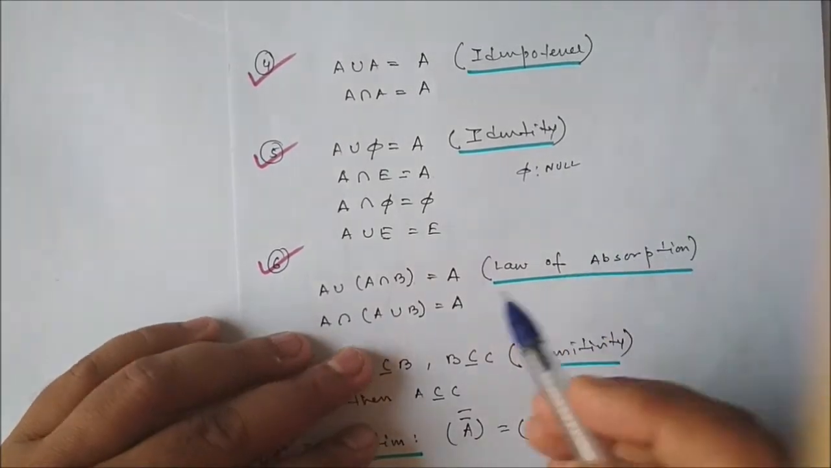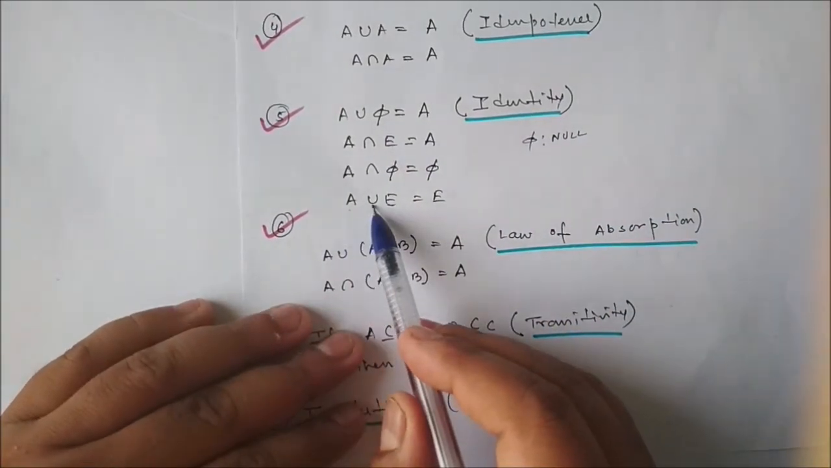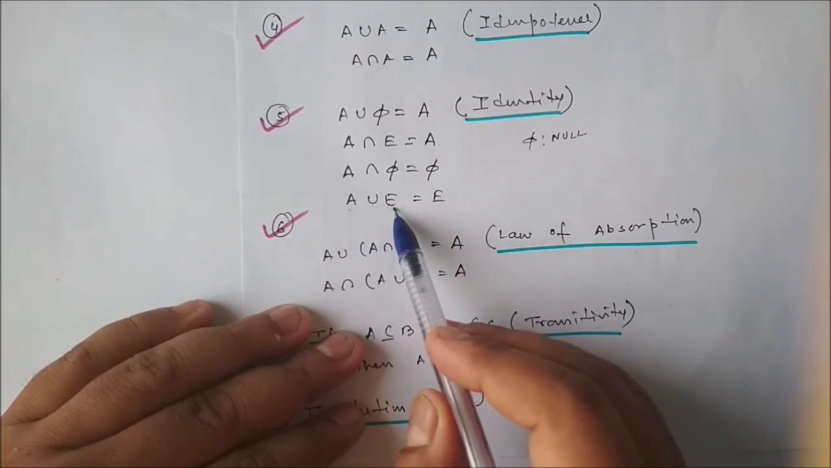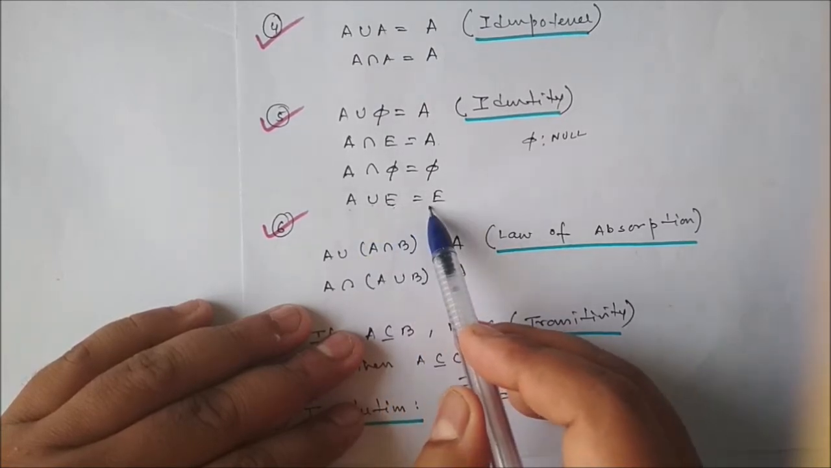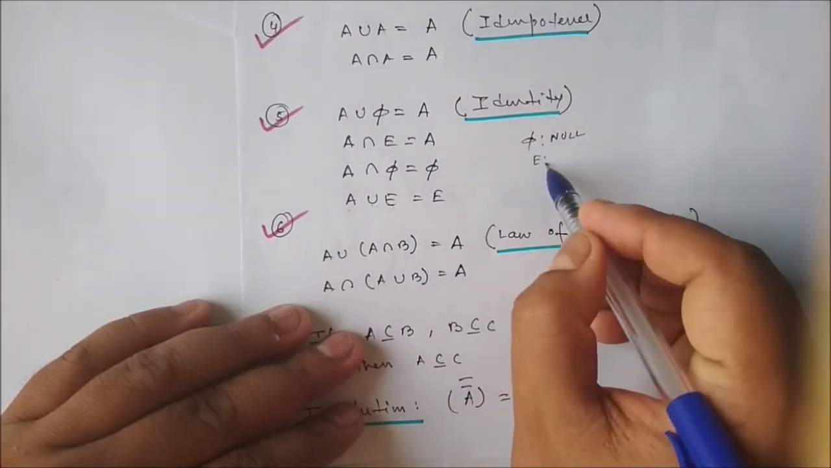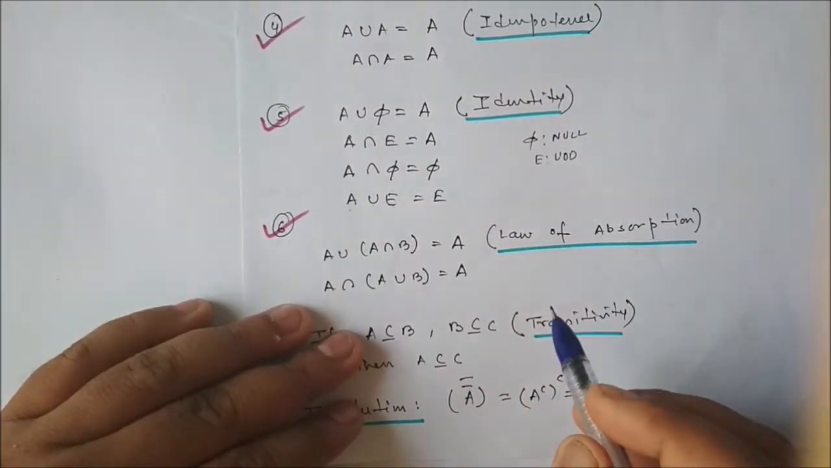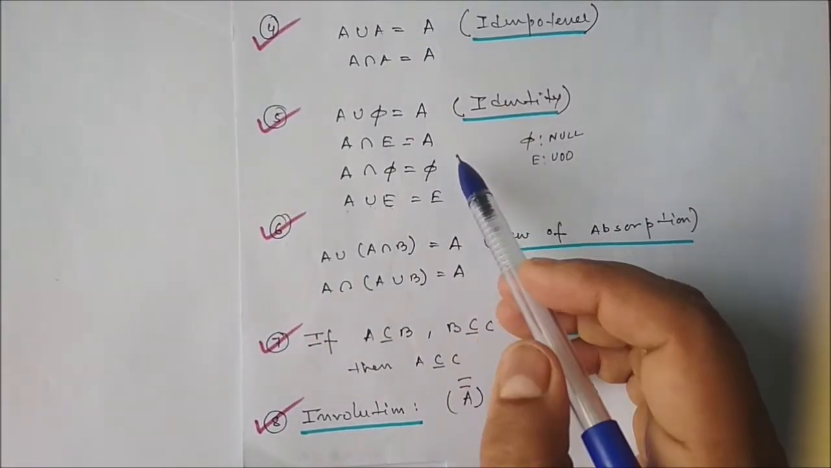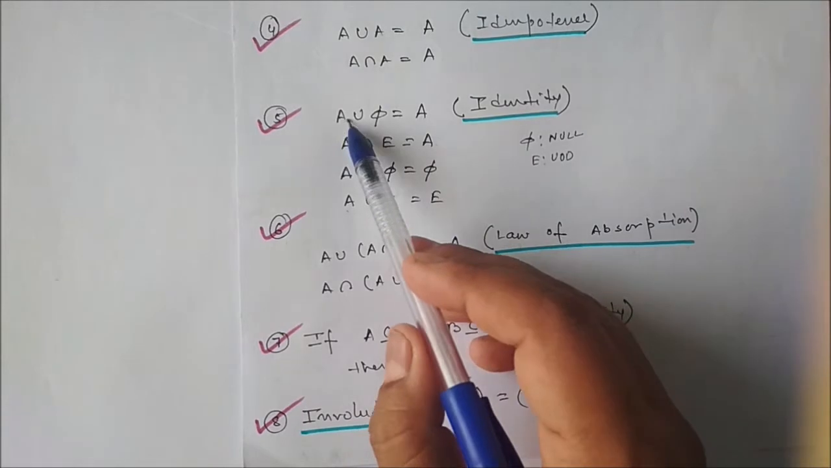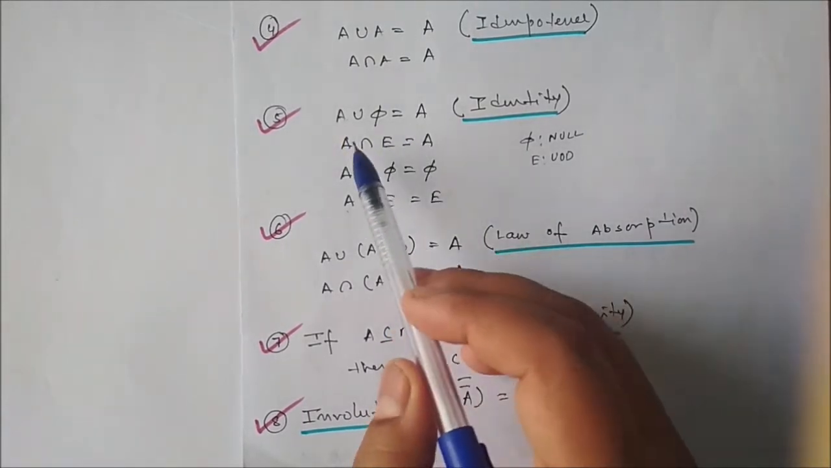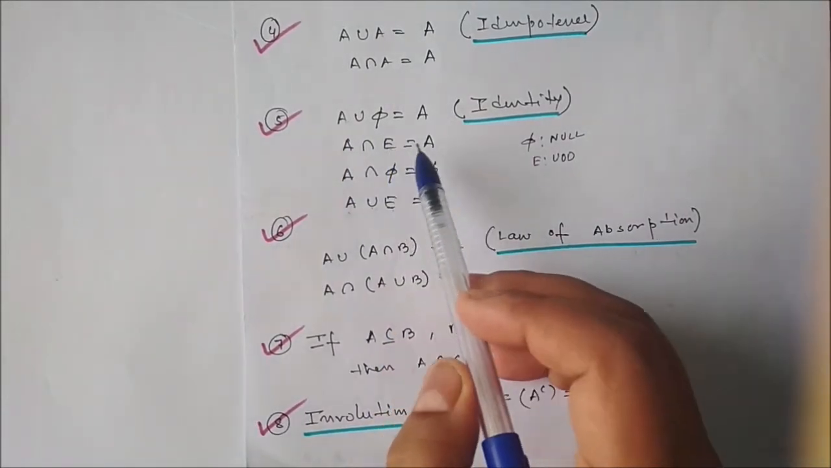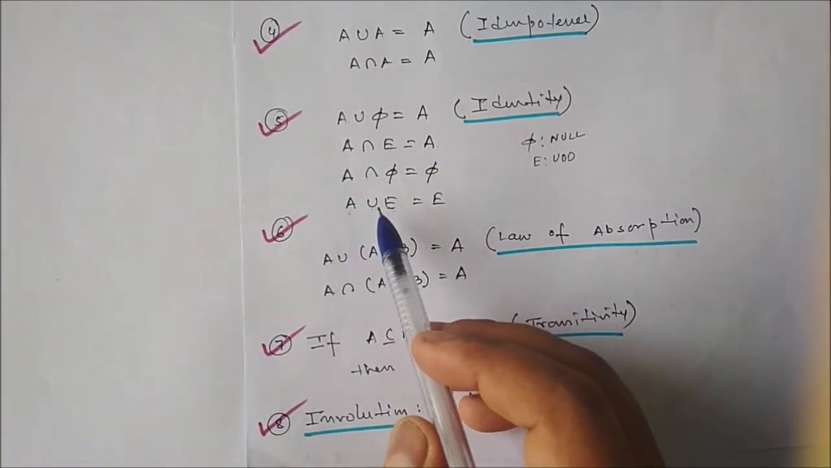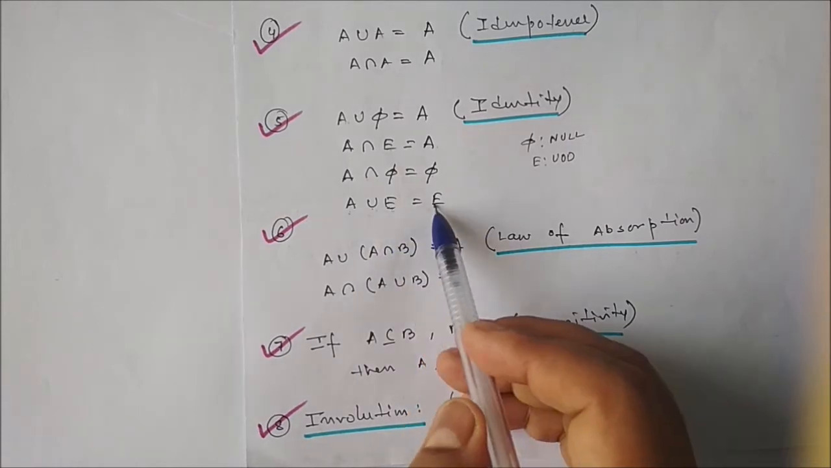So already you know it is null. It is the empty set. And A union with the universe of discourse E is equal to E. So E is what? Universe of discourse. So these are what? Identity. Okay, these are from the identity. So A union null is equal to A. A intersect universe of discourse E is equal to A. A intersect with null is equal to null, and A union with universe of discourse is E.